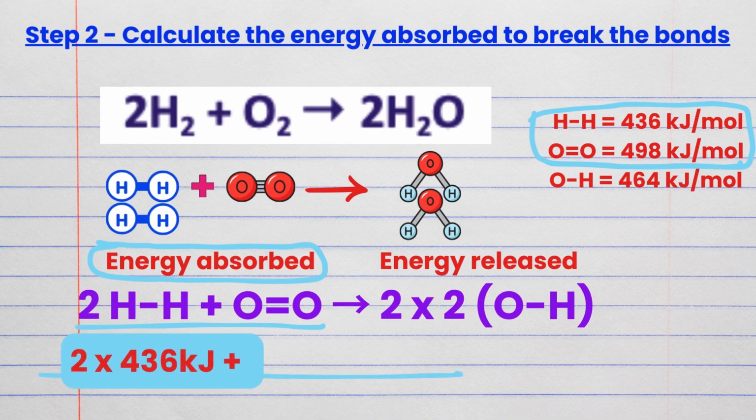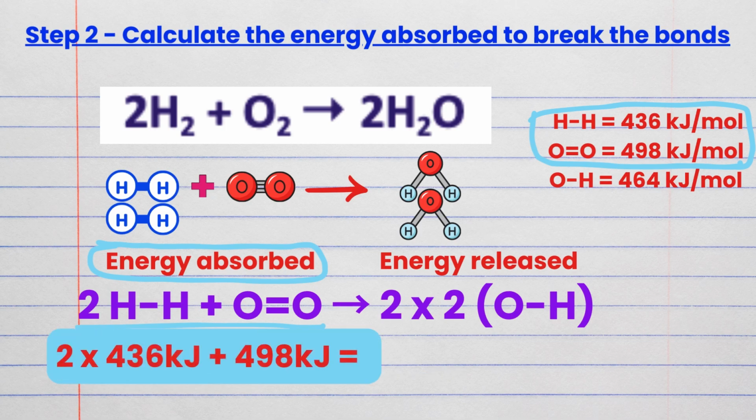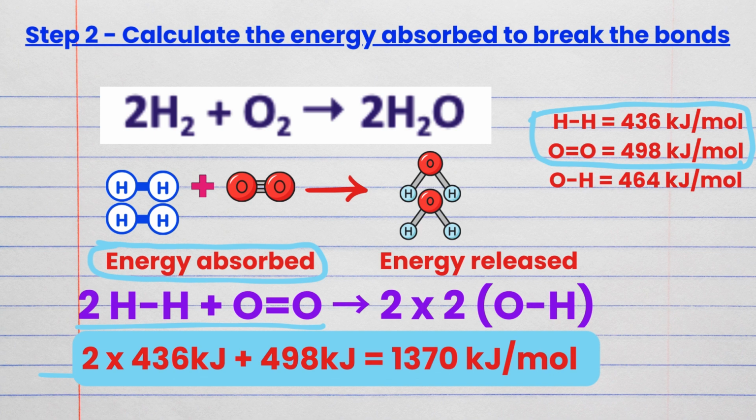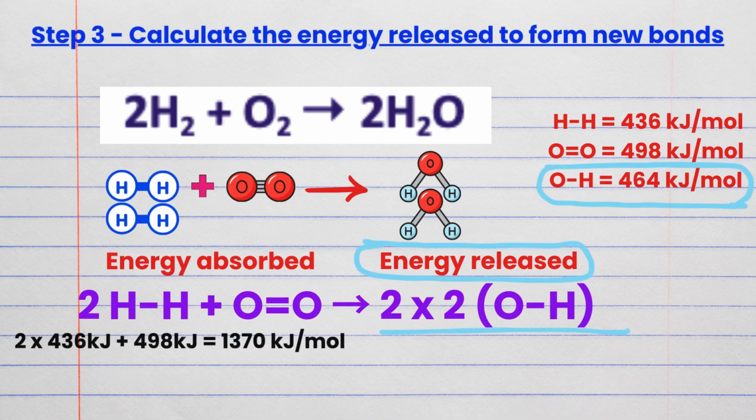So that will be 2 times 436 kilojoules for the 2 hydrogen-hydrogen bonds plus 498 kilojoules for the 1 oxygen double bond oxygen. And that equals 1370 kilojoules per mole of energy. And this energy is absorbed to break these bonds. Step 3 is to calculate the energy released when new bonds are formed.